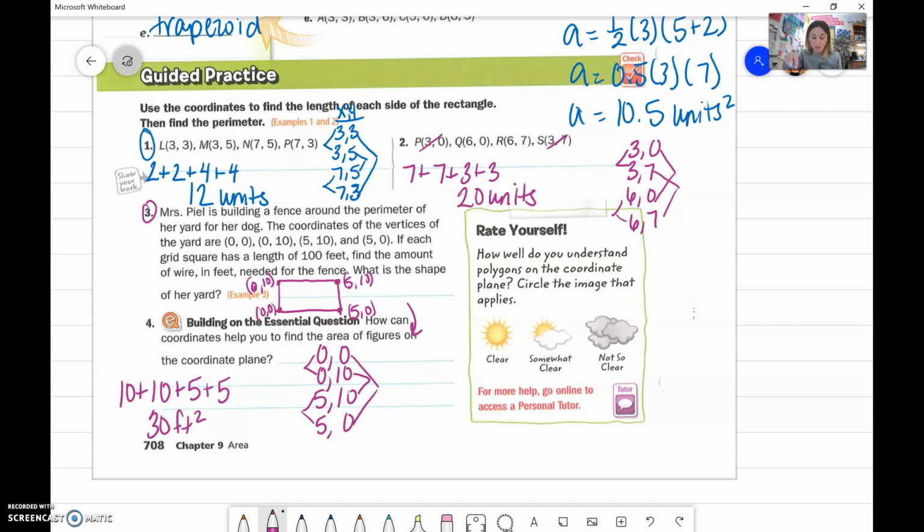Now, did we answer the entire question? No, we did not, because it says each grid length has a length of 100 feet, so we're going to find the amount. Therefore, I need to take 100 times 30, which is going to give me 3,000 feet. All right, so that's going to be my answer. This got me to this, and this is my final answer.